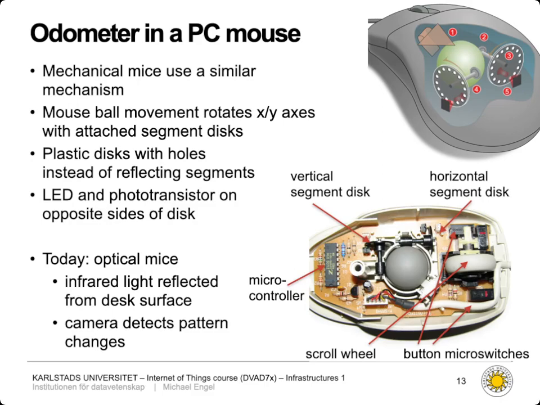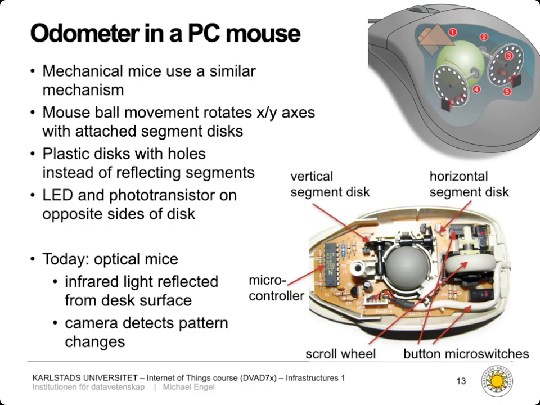They use a very similar mechanism. On the lower right-hand side, we've opened the mouse and shown you the inside. This rubber ball is rotating depending on how your hand moves your mouse. And this rubber ball is attached to 2 axes, the vertical and horizontal axis here, using a cylinder. So whenever your ball rotates, because you move it over your desk surface, it also rotates these cylinders. And at the end of these axes, there's one of our segment disks. In this case, they're not reflective, but they're plastic discs with holes in there. So you have regular holes on the circumference.